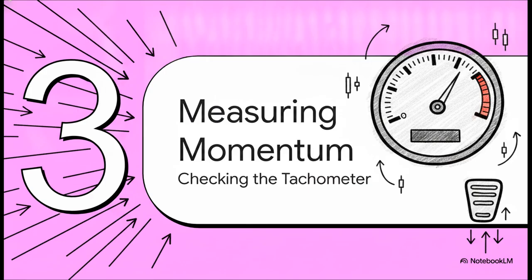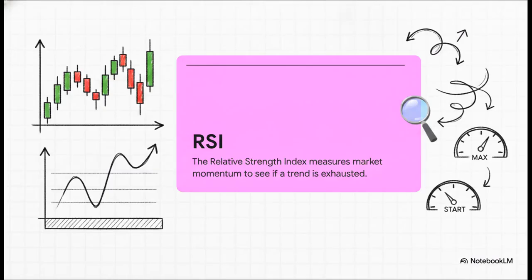Are we accelerating or are we stalling out? Enter the RSI, or Relative Strength Index. While the EMA and VWAP tell us the trend, the RSI measures the momentum of that trend. It runs on a scale of 0 to 100, letting us know if a current price trend is totally exhausted and ready to pull back, or if it's just getting started with plenty of runway left.